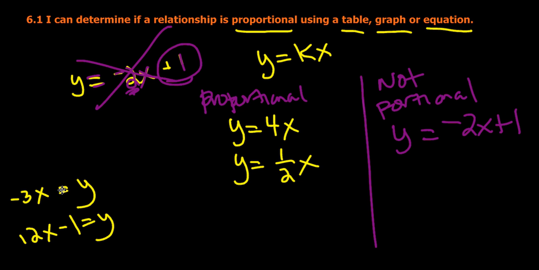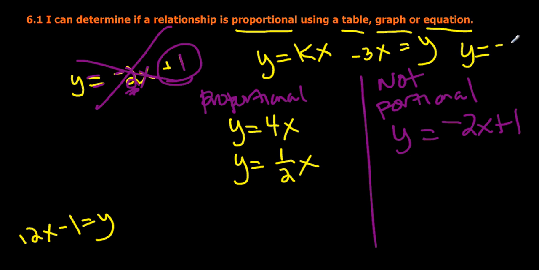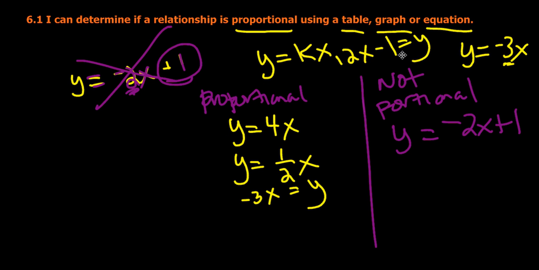Okay, let's look at the next one. y equals negative 3x equals y. So they switched the order around, but I know, because I'm super smart at algebra, as I'm sure you are too, I could also write that as y equals negative 3x. I can switch the order. So if I look at that, there's my y, there's my equals, my k looks like it's negative 3, and there's my x. So that is, my friends, proportional.